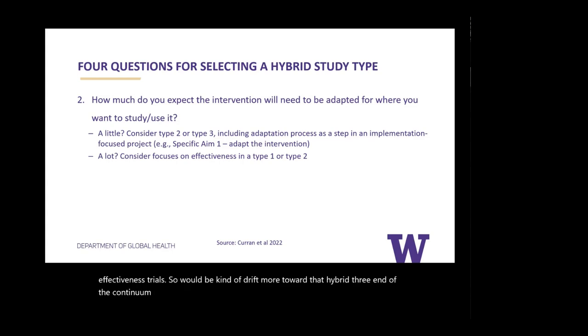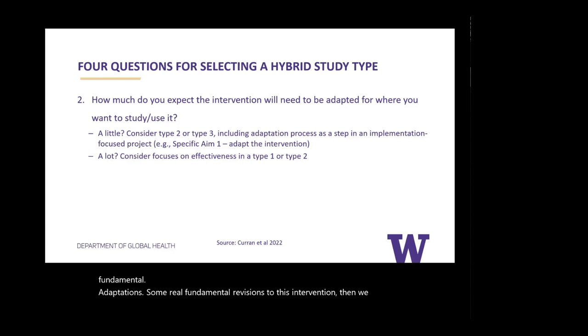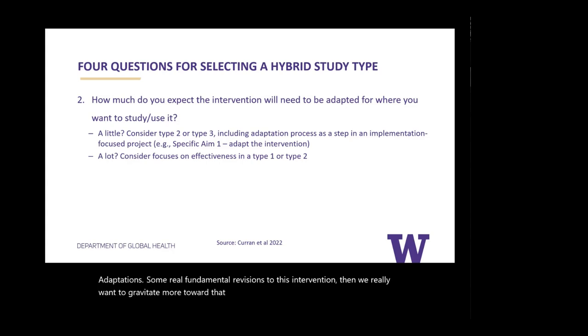Now, if we do expect that we're going to make some pretty fundamental adaptations, some real fundamental revisions to this intervention, then we really want to gravitate more toward that hybrid 1 end of the continuum, because now we've made some pretty significant adaptations to this. We probably want to make sure that this thing is effective. We can't just lean on the effectiveness evidence that we've previously collected if we're going to make substantial changes to that intervention.